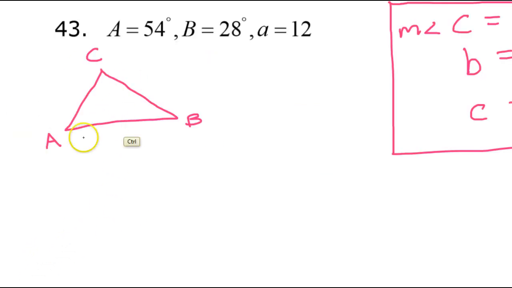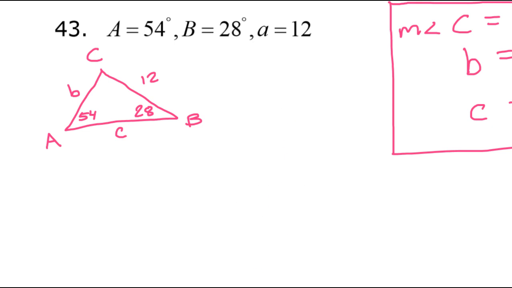So let's draw a picture. So here comes triangle ABC. We're told that angle A is 54 degrees. Angle B is 28 degrees. All right, and then across from angle A will be side A. Well, actually we know that that's 12, so I might as well just put 12. But across from angle B should be side B, and across from angle C should be side C.